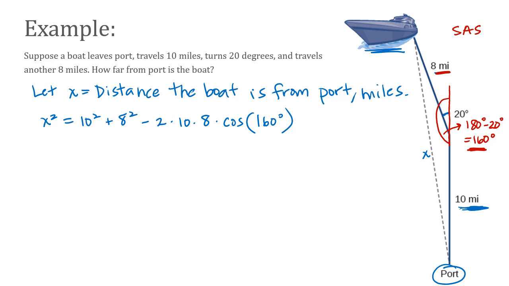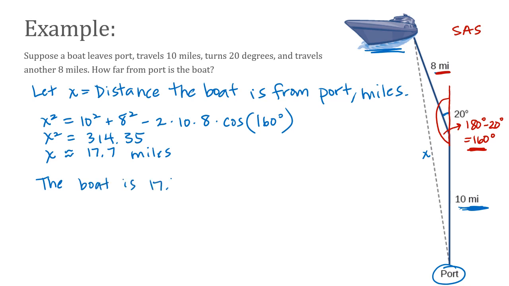All right, so I'm going to put all of that into my calculator, and I get x squared is equal to 314.35. And when I square root and round, it doesn't tell me how much to round, but let's round to the nearest tenth. That gets me approximately 17.7 miles. So I can say that the boat is 17.7 miles from port.